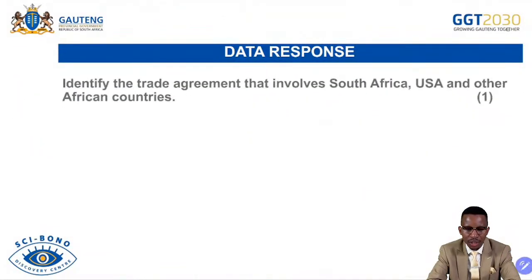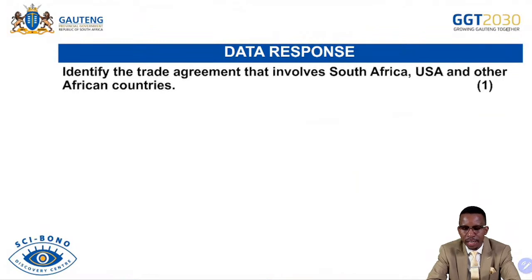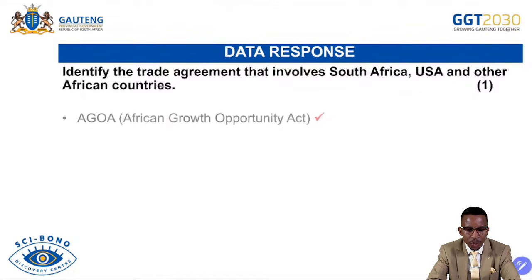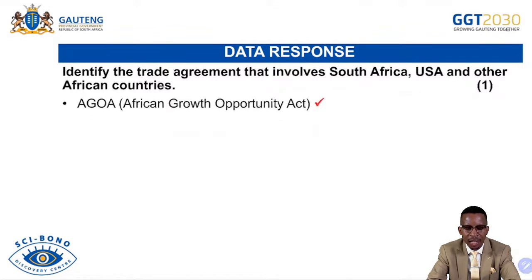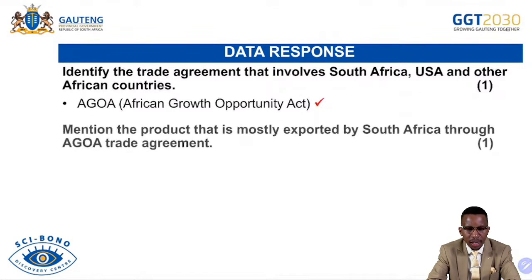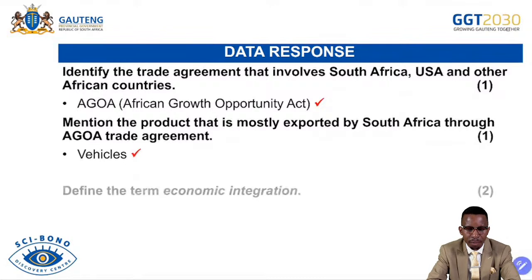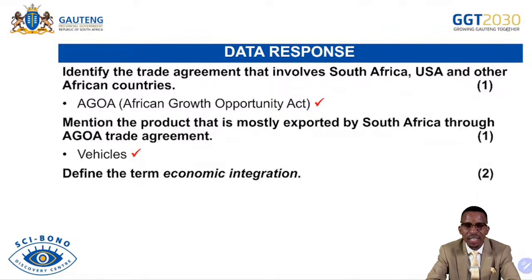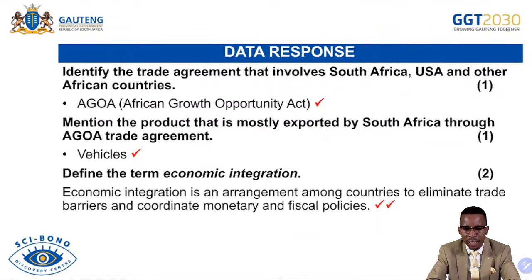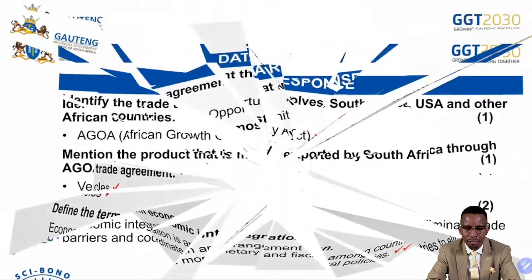And then let's look at questions. Identify the trade agreement that involves South Africa, USA, and other African countries. In this case, we talk about AGOA, which is the African Growth and Opportunity Act. Mention the product that is mostly exported by South Africa through the AGOA trade agreement: vehicles. Define the term economic integration. Economic integration is an arrangement amongst countries to eliminate trade barriers and coordinate monetary and fiscal policies.